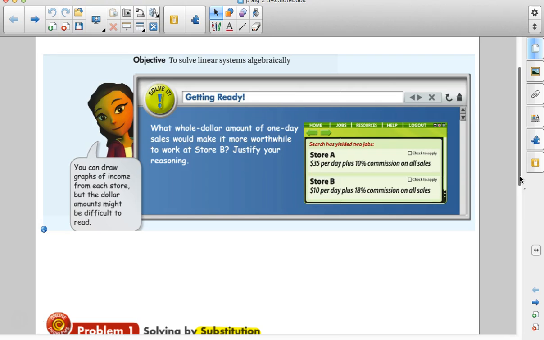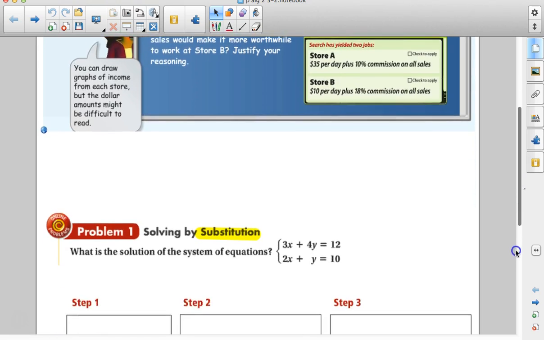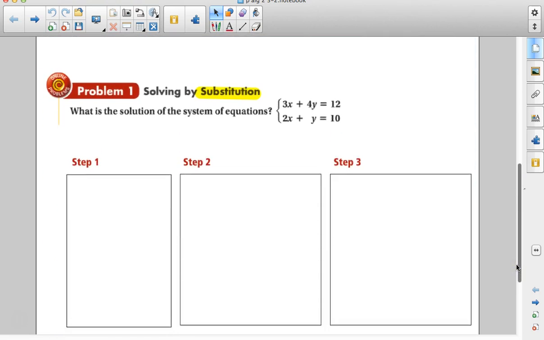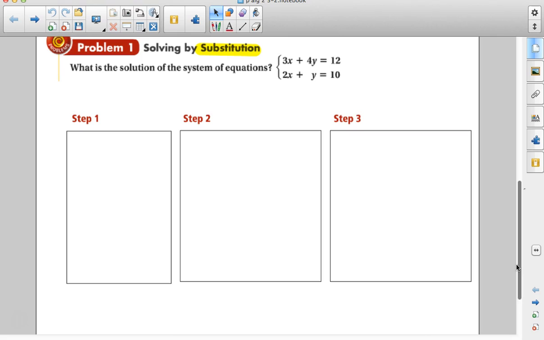So let's go ahead and get to our first method that we're going to talk about in 3-2, which is going to be substitution. So problem 1, we're going to solve by substitution. There are two methods that we typically teach of solving systems by hand, and that's substitution and elimination. So it says, what's the solution of this system of equations?